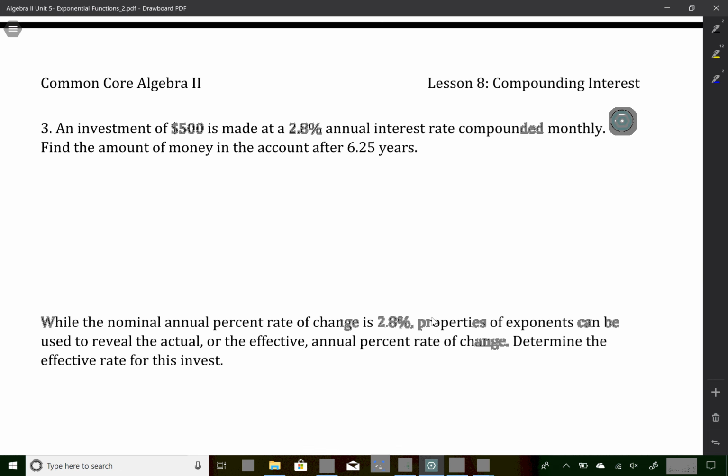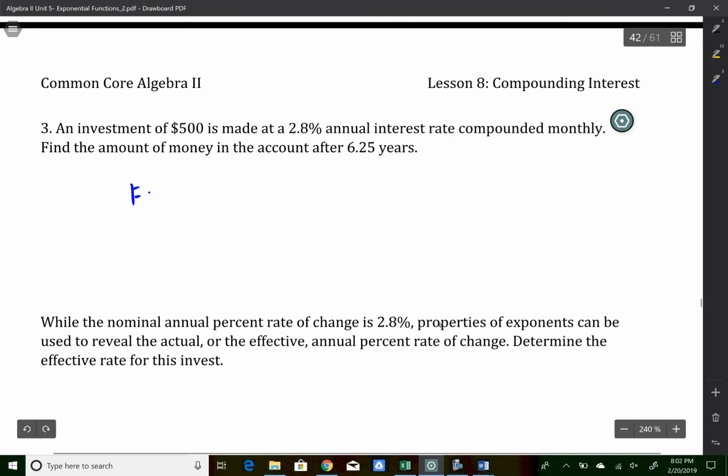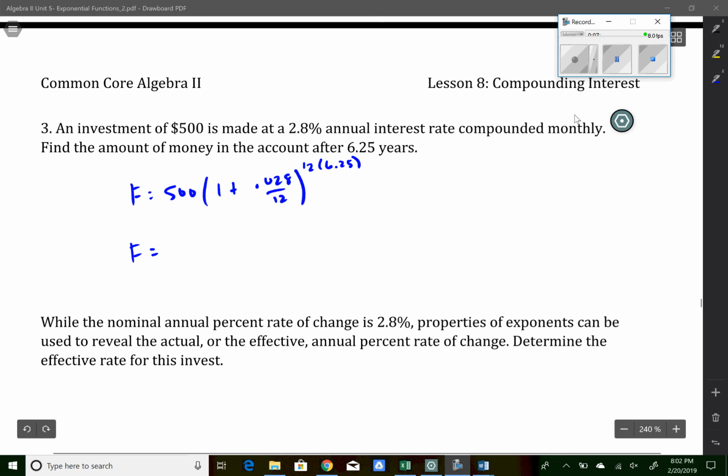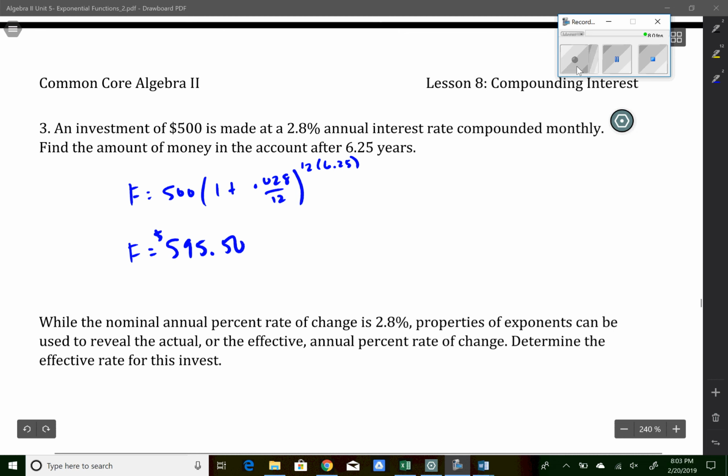Next one says an investment of $500 made 2.8% annual interest rate compounded monthly. All right, find the amount of money after 6.25 years. So we could say the future amount is $500, 1 plus 0.028 over 12, since it's 12 months, all to the 12 times 6.25. And then it just honestly becomes, can you type that into the calculator correctly? All right. Again, I'll pause the video here for a second so that I can type this in, not waste your time. All right, so if you plugged it into your calculator correctly, we have $595.50.